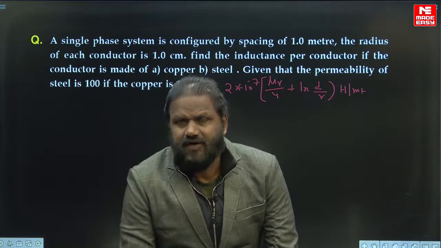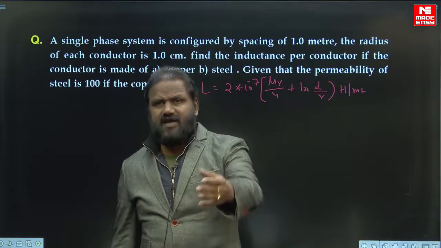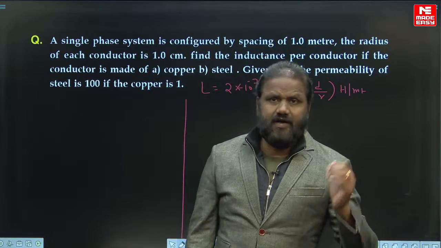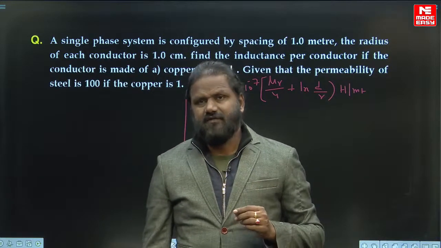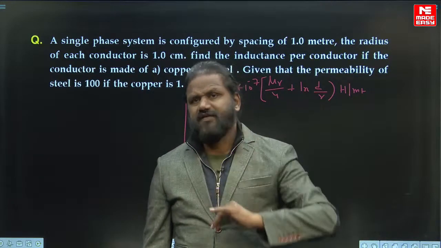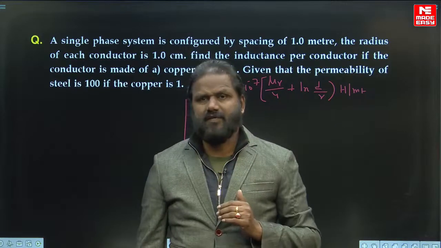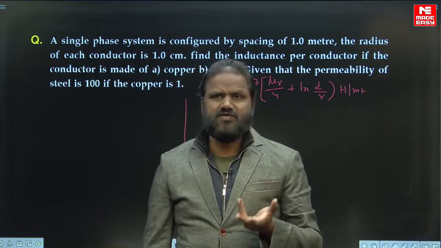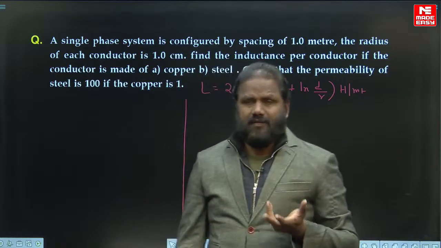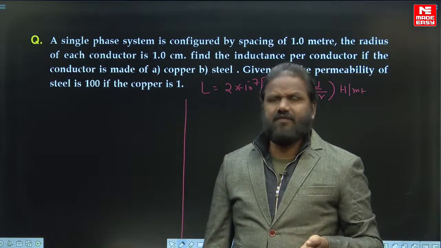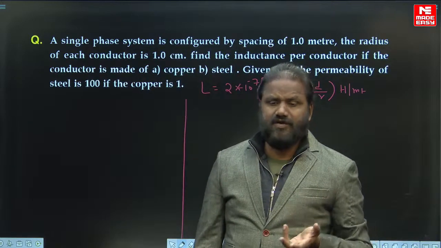Copper is a diamagnetic material. It has low permeability, high conductivity and negative susceptibility, while steel is a ferromagnetic material with high permeability. As it has high permeability, it has to possess more inductance. What is permeability? Permeability is the ability to link up the flux. If the flux linkages increase, inductance should increase.